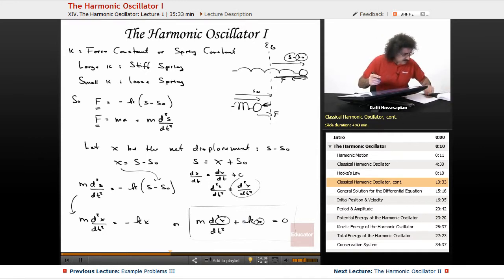Okay, when we find x of t, that tells us, at any time t, exactly how far this mass is from the equilibrium position. Where is it? That's what we're doing. So this is the differential equation we solve.